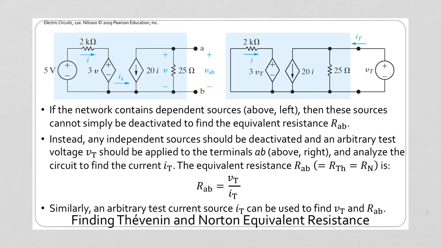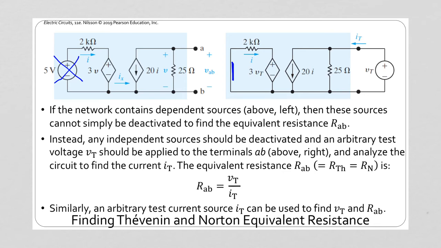Thévenin resistance as well. But since this is a complicated circuit, it might be difficult to find the short circuit current. What we could do instead would be to deactivate the sources. That means we would deactivate all of the independent sources, and we would turn our voltage source into a wire, just a short circuit, here on the right. However, we can't deactivate our dependent sources.